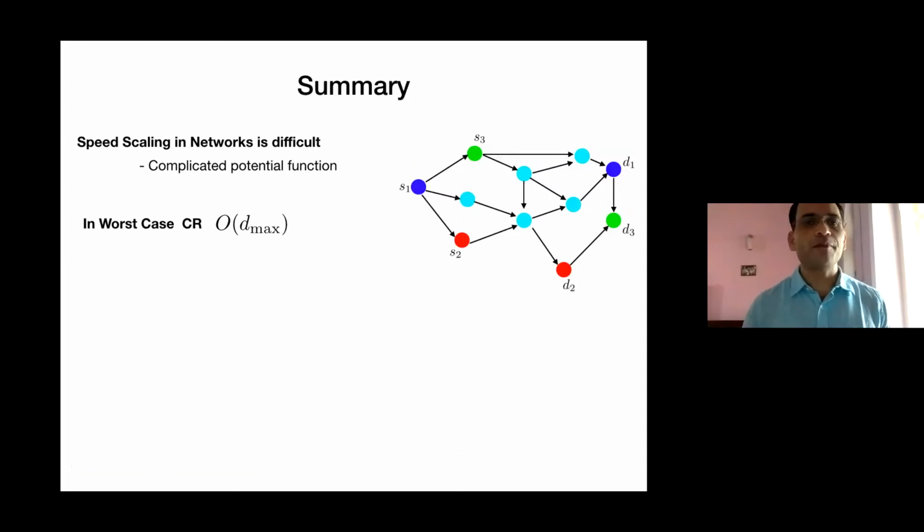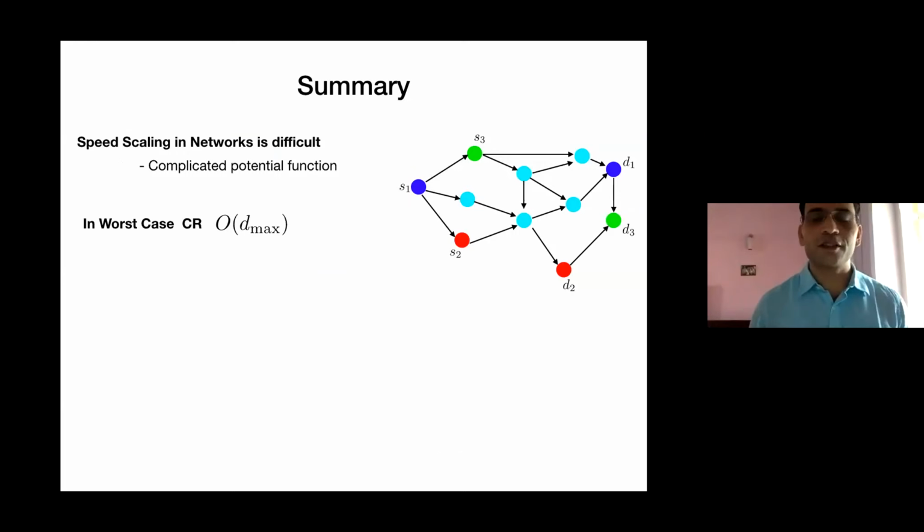So let me wrap it up. The upshot of all this is that speed scaling in networks is a complicated exercise. We have only started to look at it carefully now, and in no way is it complete. Even for the smallest line network, we don't know the converse, in the sense that we don't know whether the guarantee we are getting is actually tight or not. We believe it is not too far from being tight, but we have no proof for that.